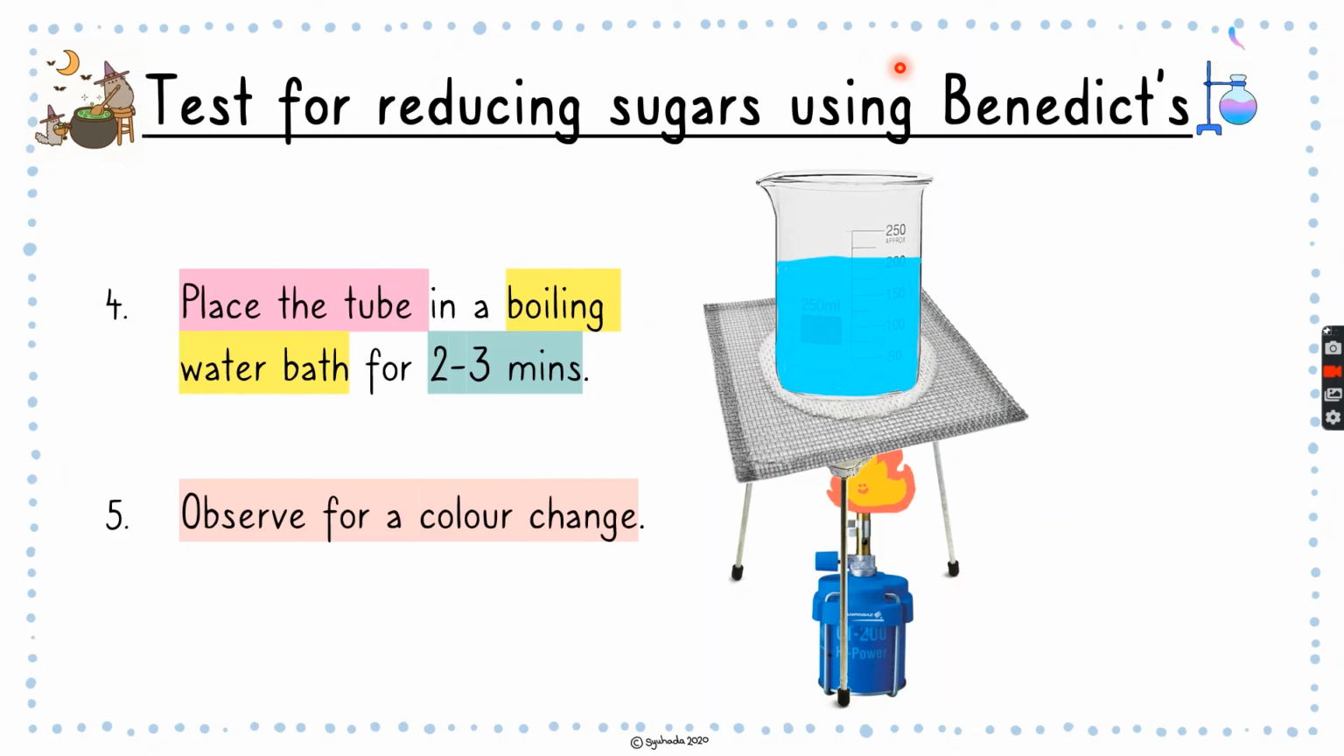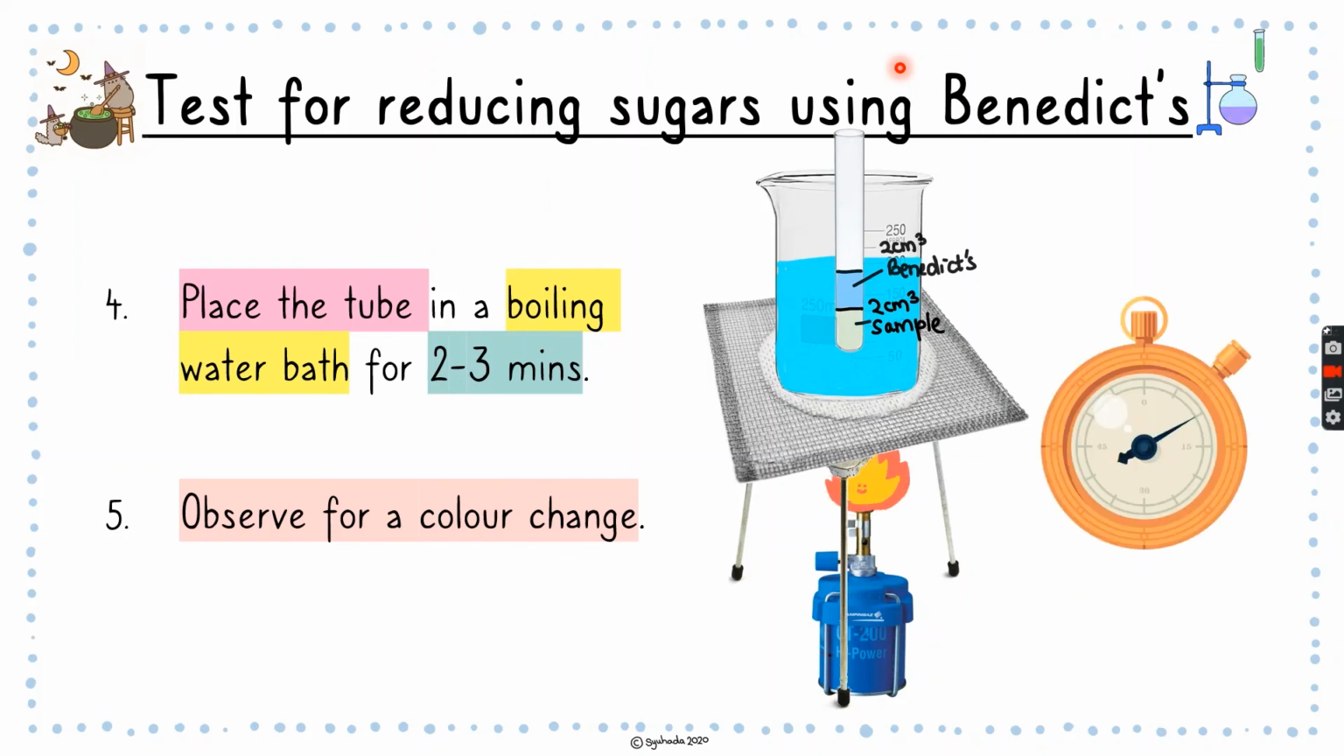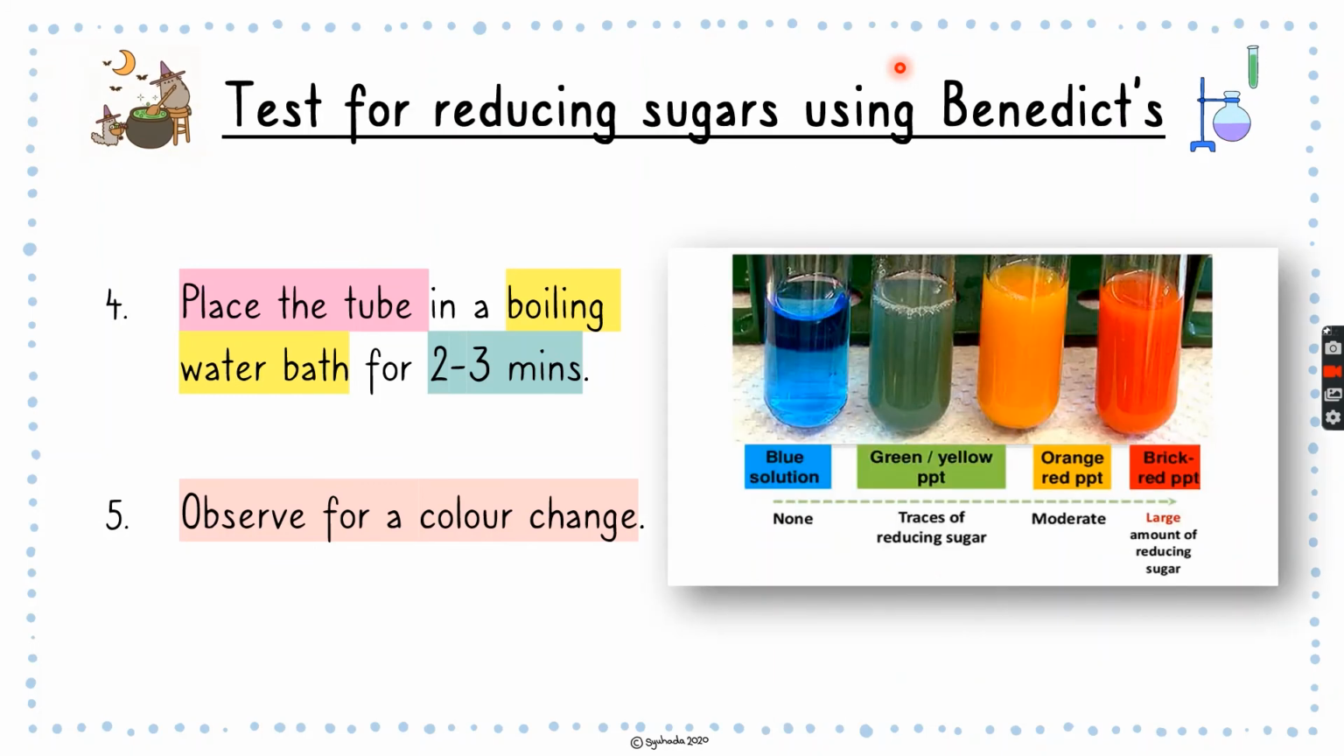You turn on your Bunsen burner and you add that mixture after you shake it up, and you wait for 2 to 3 minutes. After that, you switch off that flame and observe for a color change. So if it is a positive test, you are going to observe this kind of result.